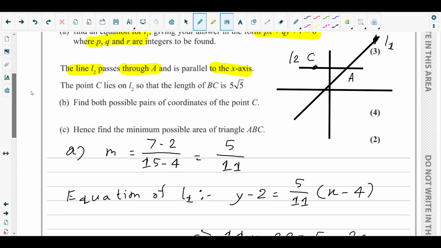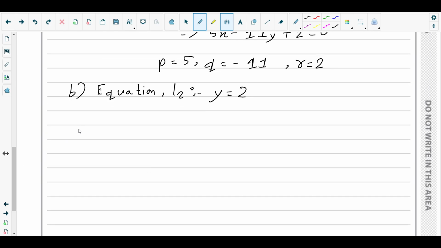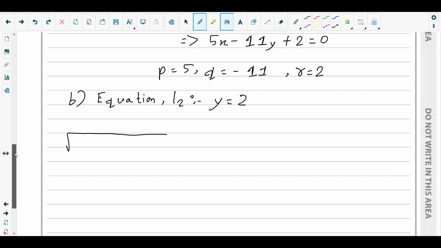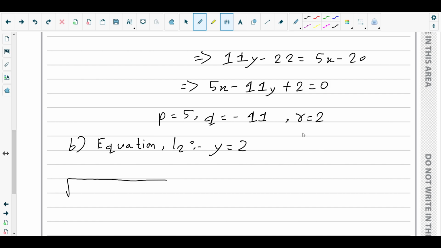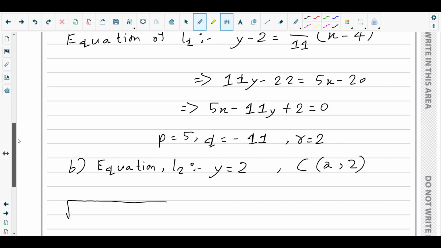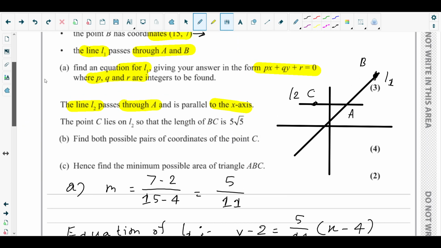Now we need the possible coordinates of point C. So the distance between B and C is given. So what's the equation for distance? Distance is square root of what? y2 minus y1 whole squared, right? So point C, since it lies on the line L2, its coordinates would be: consider the x coordinate as a, this is a variable, and the y coordinate would be 2, since it lies on line L2. So a and 2.